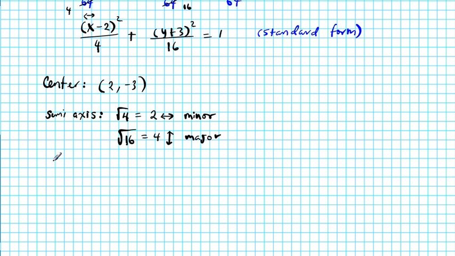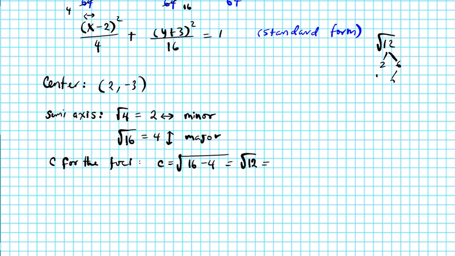Now we need a C for the foci, C for the foci. So all you do here is just you do the C equals the square root of, remember there's a plus here, so you subtract the smaller one from the bigger one, 16 minus 4, which is going to be the square root of 12, and that reduces to, if you work it out, for 12, 2 times 6, 2 times 3, and then these two come out as 2.